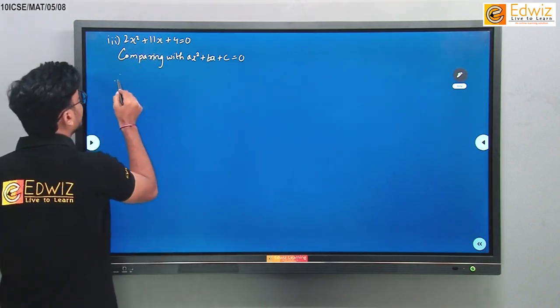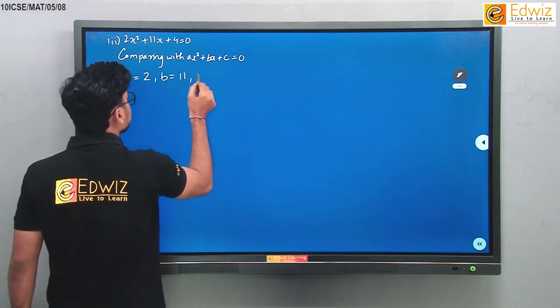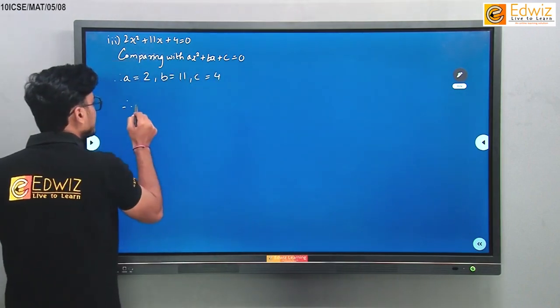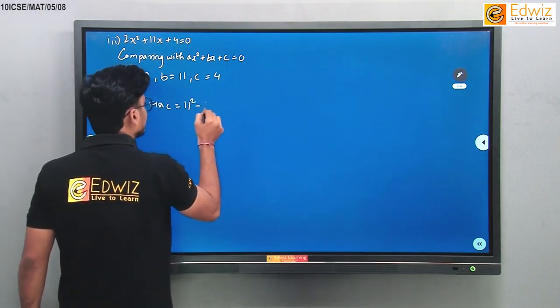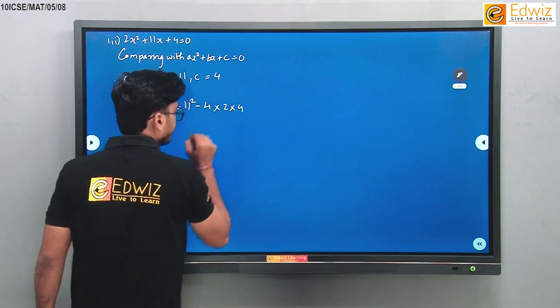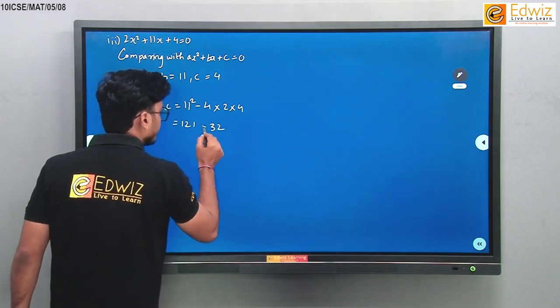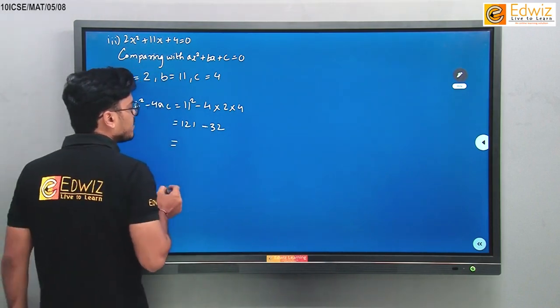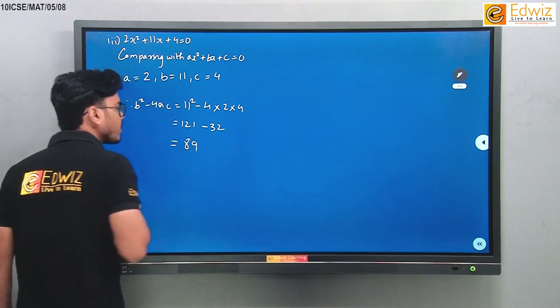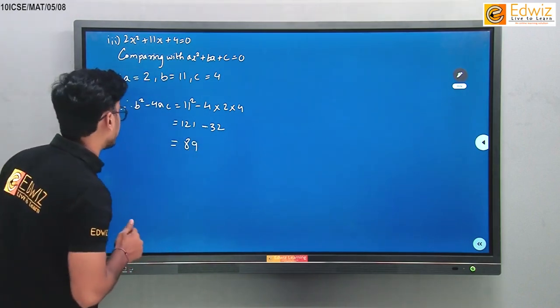Okay. Find out the value of a, b and c. a is 2, b is 11, c is 4. So b square minus 4ac will be 11 square minus 4 into 2 into 4. That is 121 minus 32. If you subtract this, it will be equal to 89. So 89 is the number that we need to find the square root of in this question.